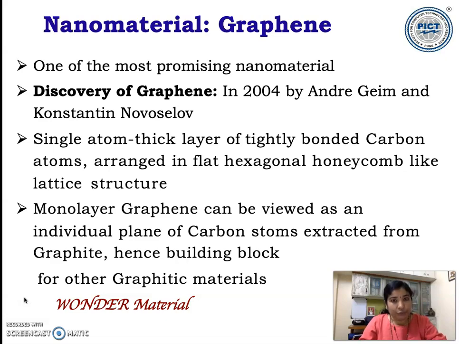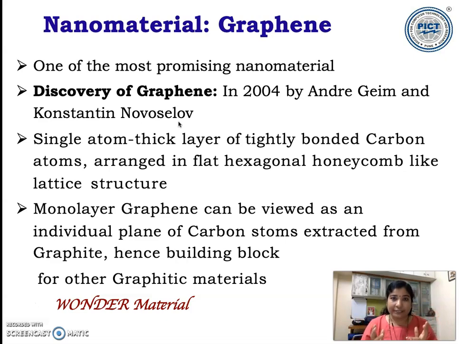But before going to the application, studying the structure and properties, let us see who discovered graphene. In 2004, graphene was discovered by two physicists, Andre Geim and Konstantin Novoselov, at the University of Manchester while doing a simple but groundbreaking experiment. And what is graphene? Graphene can be viewed as a single layer of graphite.